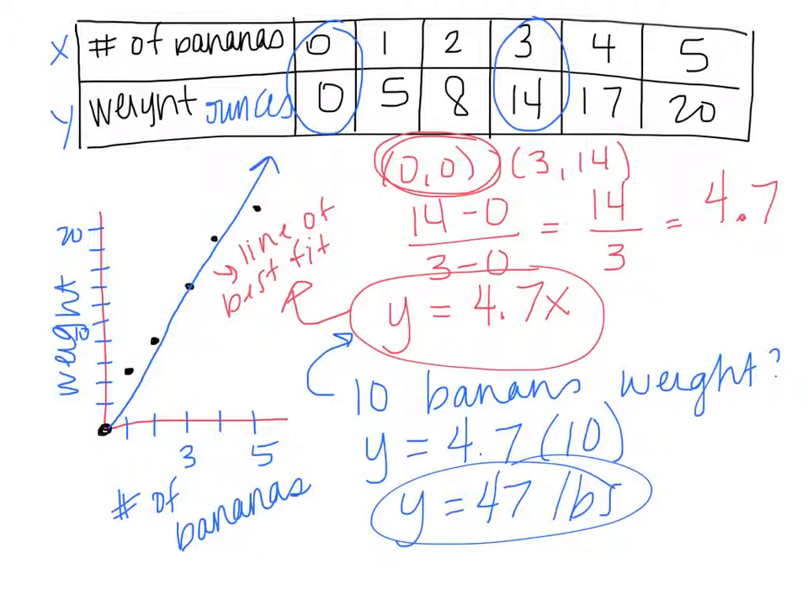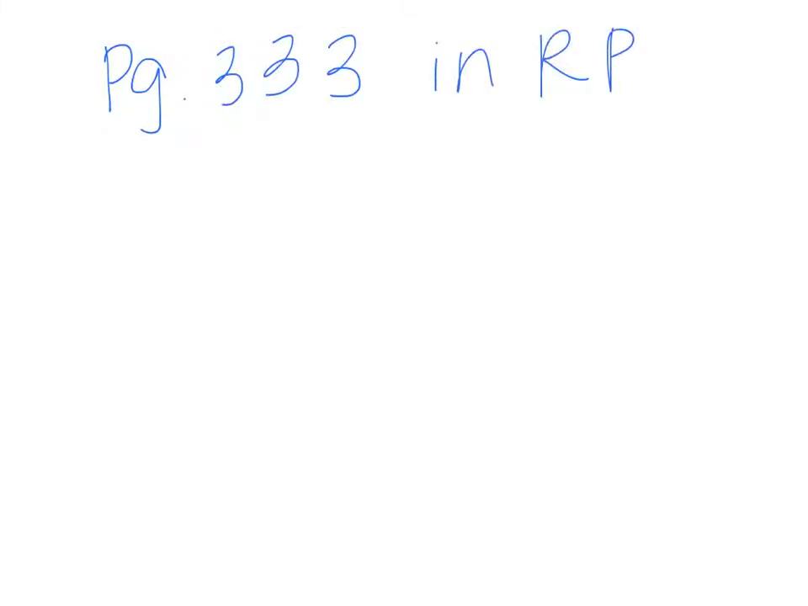So today what you're going to have to be doing is graphing, finding your slope, your equation, and then plugging in. So what I want you to do right now is turn to page 333 in your record and practice journal. So go ahead and do that right now.